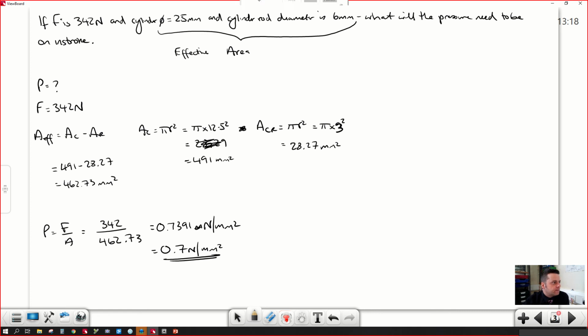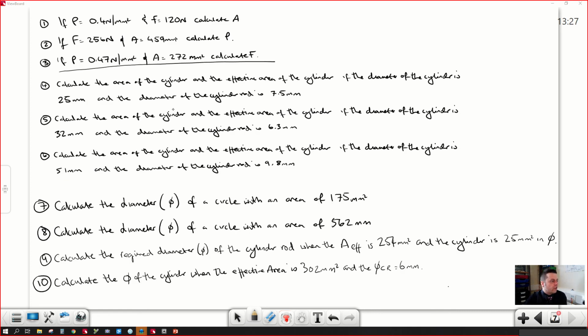Right, so before I do that other example, these are the questions I'm going to ask you to do. There are 3 of the easy standard ones, where I'm just asking you to work out effective area and area, where I've given you the 2 different diameters, and you work out the effective area for in-stroke and the cylinder area for out-stroke. Down here, if I give you a circle with an area of something, can you work out a diameter? The required diameter ones are the more difficult questions.